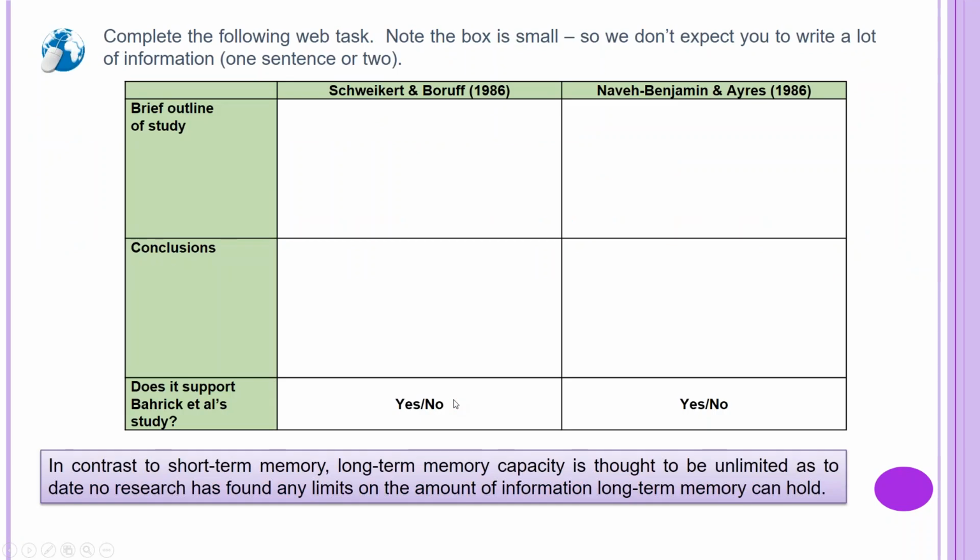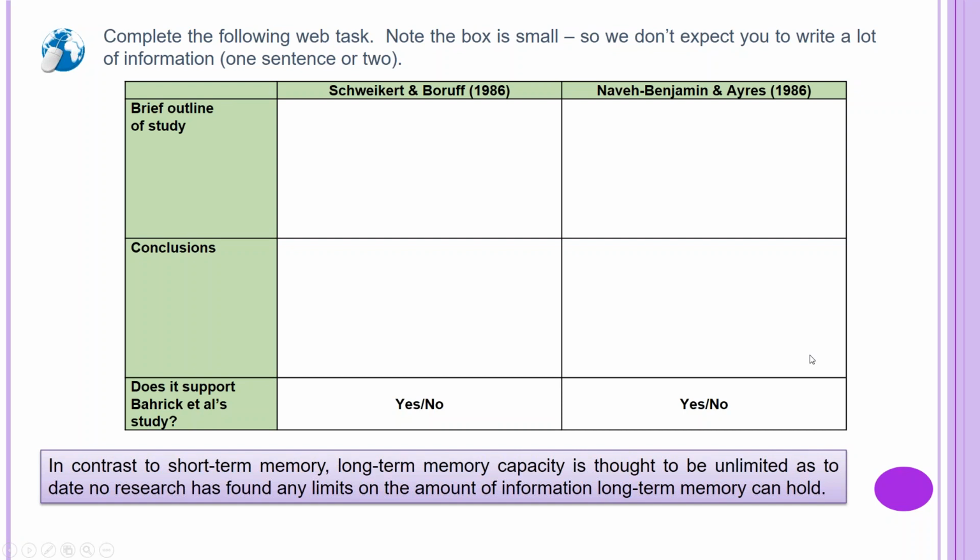Okay, so again here you've got one of the complete the following web tasks, and again note the boxes are small, so we don't expect you to write a lot of information. Again, one sentence or two. You may want to pause the video, and typing the actual researchers' names into Google is a good way of finding the information. Okay, welcome back.